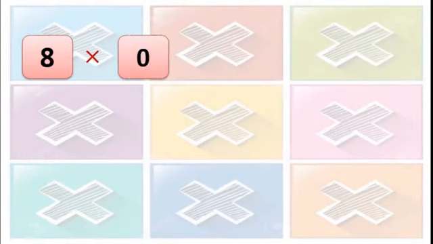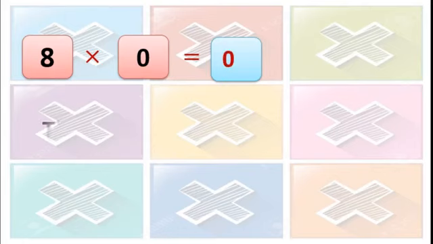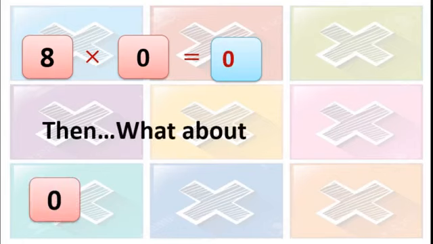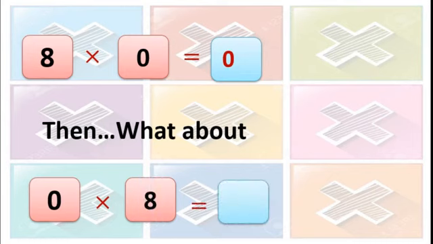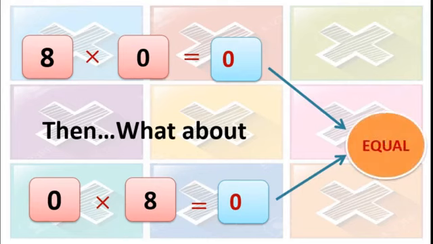8 multiplied by 0. Do you know the answer? 8 multiplied by 0 is 0. Remember this. Then what about 0 multiplied by 8? That is also 0. Because we know that if we interchange the order, then also we get the same product. Correct?